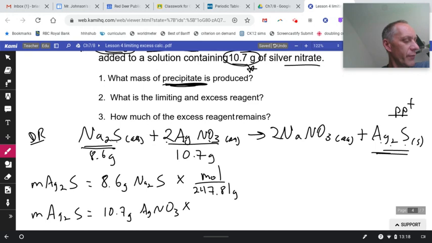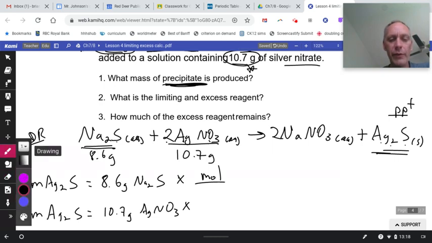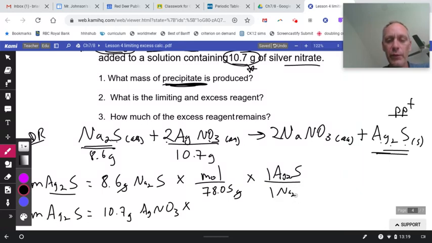247.81 grams. I think I did that wrong. It's 78.05. Back that up. 78.05 grams per mole. Just verify that. Na2S, yes it is. Okay, so that's going to give me my moles of Na2S, stoichiometry. And I want Ag2S, so here's my molar ratio. 1 Ag2S for every 1 Na2S.